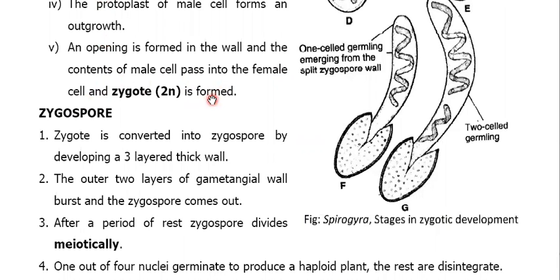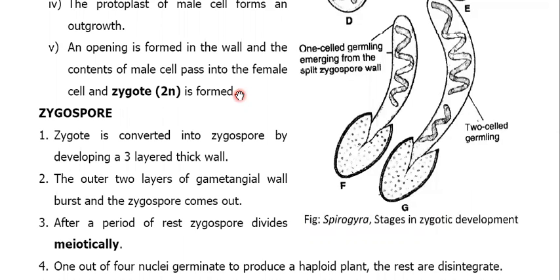An opening is formed in the wall and the contents of the male cell move into the female cell and the zygote is formed. Just like in other organisms, first of all the cell wall is disintegrated or dissolved through specific types of enzymes, and then the male gametes are transferred to the female gametes. During this process, the 2n zygote is formed.